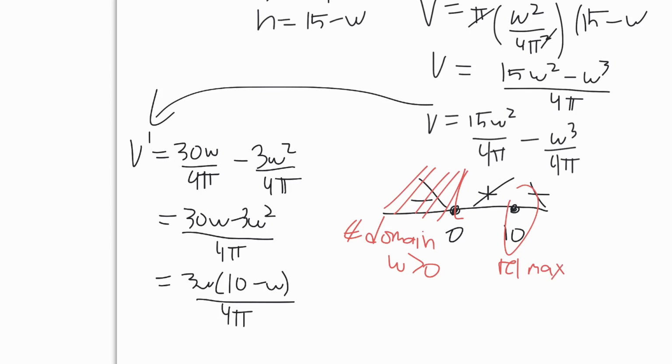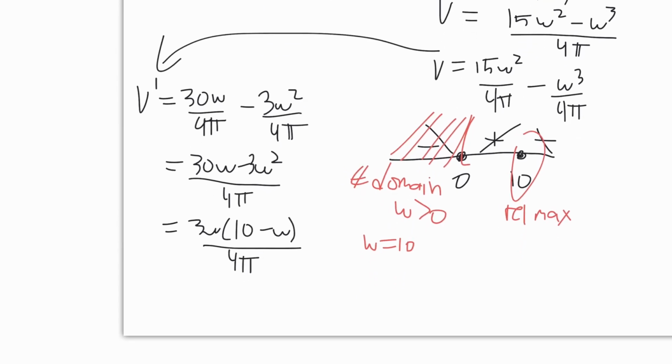Now what was the question asking for? Well, they wanted us to find the dimensions of the rectangular sheet. So we found w equal to 10. That's great. We also need the other dimension, which would be height. So we know that height was equal to, based on our equation, 15 minus w. So 15 minus 10, or 5. And we can write our final statement.